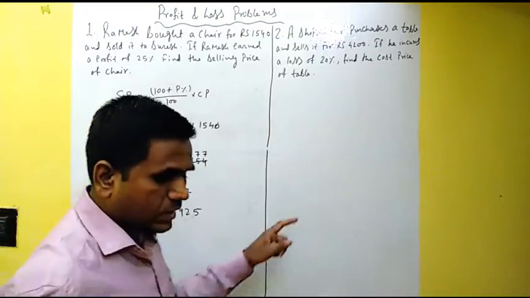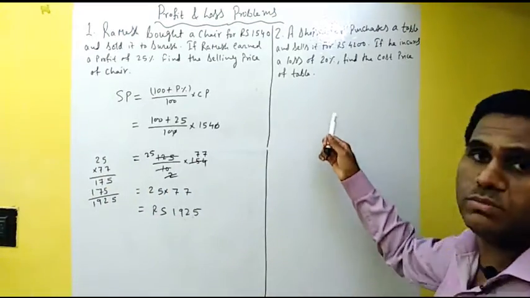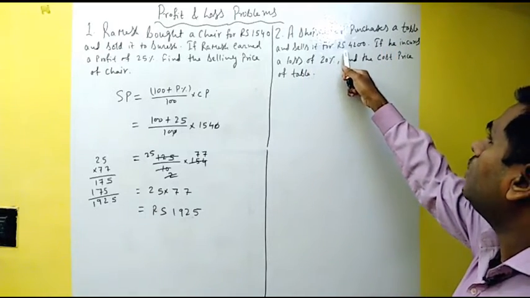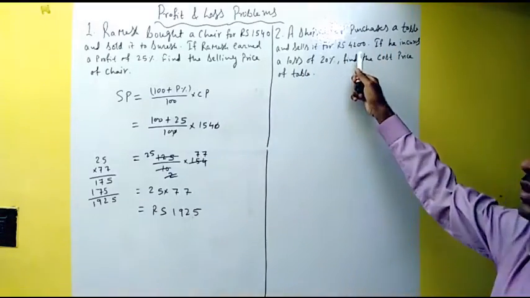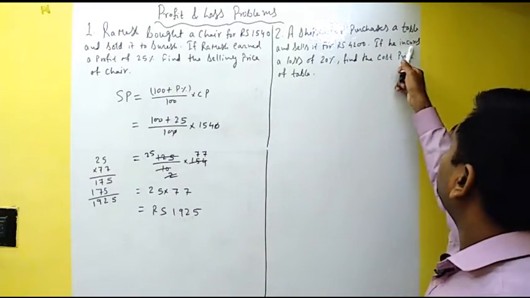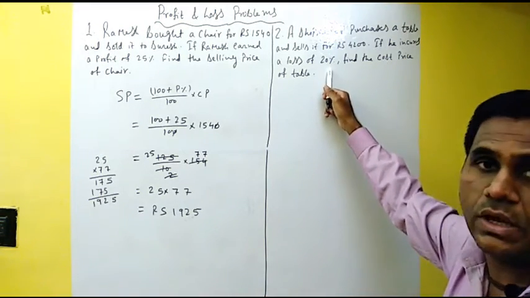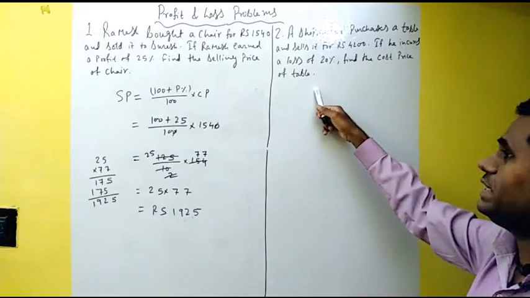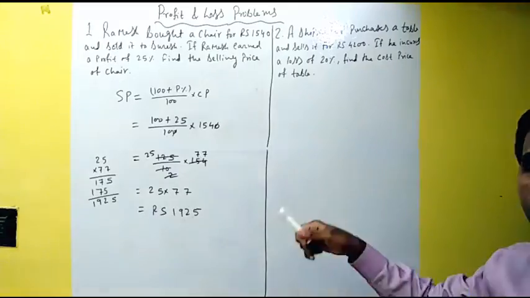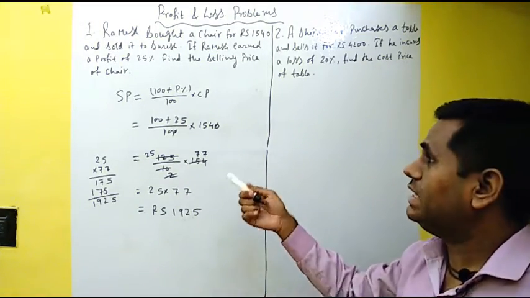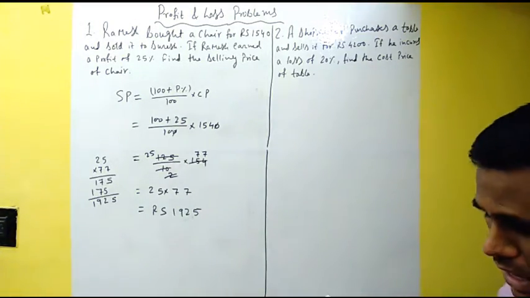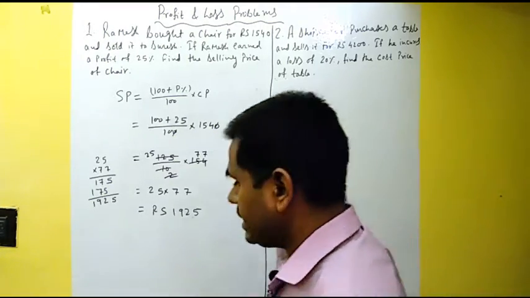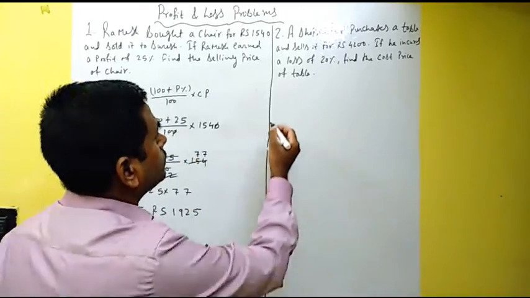Now let us solve the second problem. The second problem says: a shopkeeper purchases a table and sells it for rupees 4200, and he incurs a loss of 20%. So in this example, loss is there and we have to find the cost price of the table. In the previous example, profit was there and we had to find the selling price. Here we have to find the cost price, and the loss is there, and that also is in percentage.